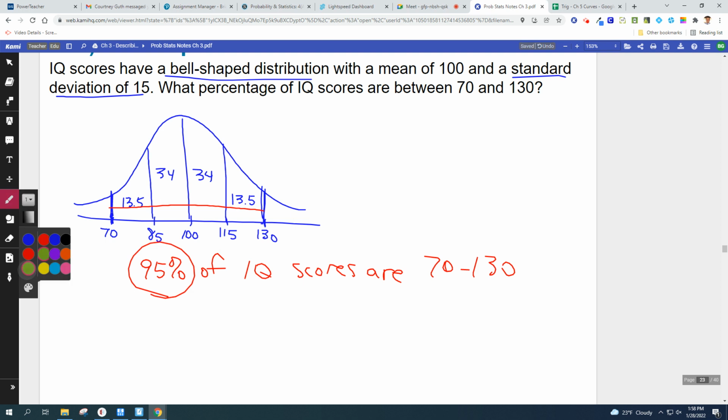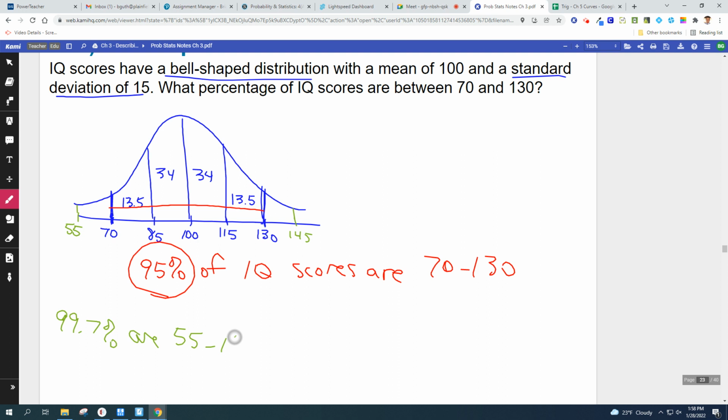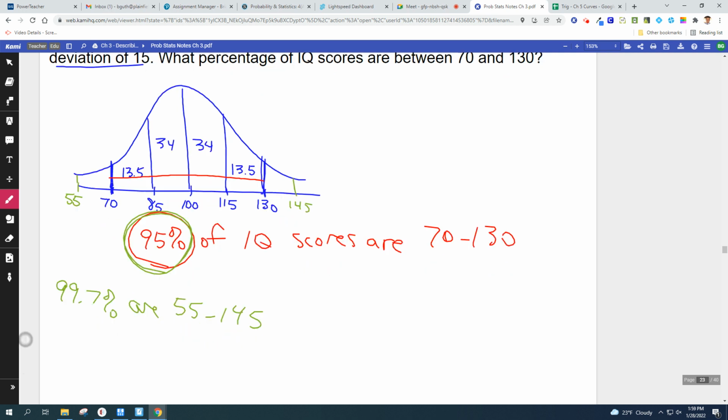If you wanted to go more, I think it's interesting to go another one. Add or subtract 15 more. We could say that, what was it, 99.7% are between 55 and 145. 99.7% of all IQ scores are going to be in between those scores, 55 and 145, right? That wasn't the answer, though. The answer to this question was 95.